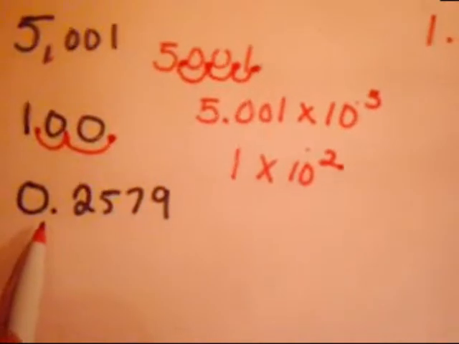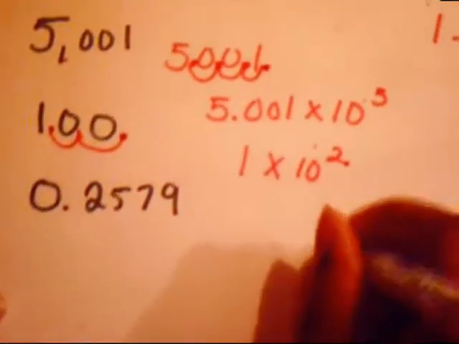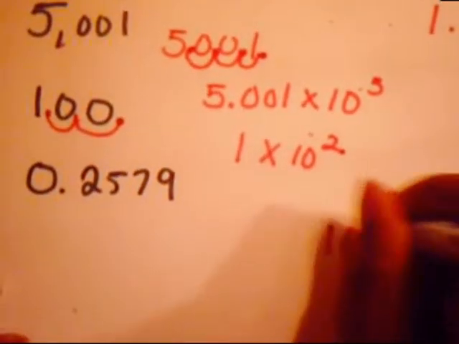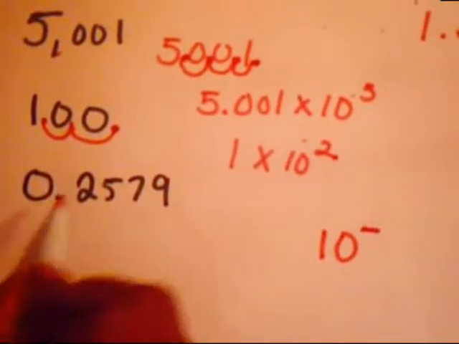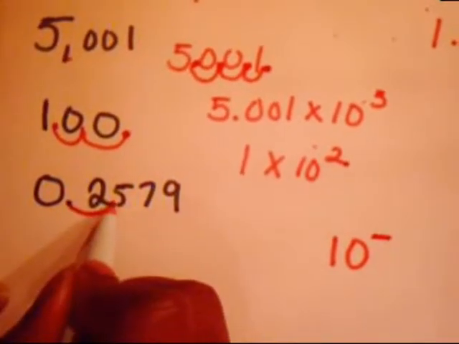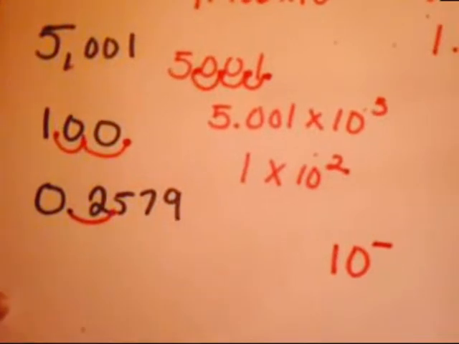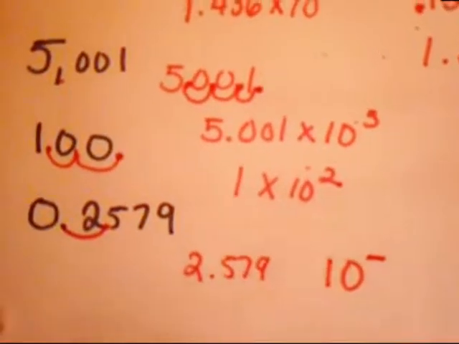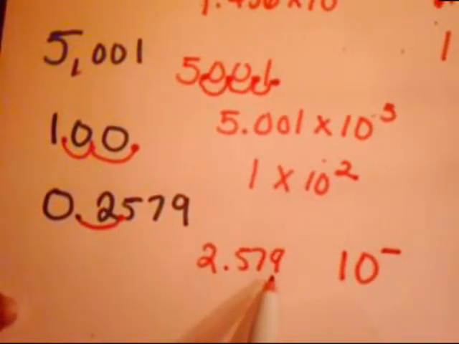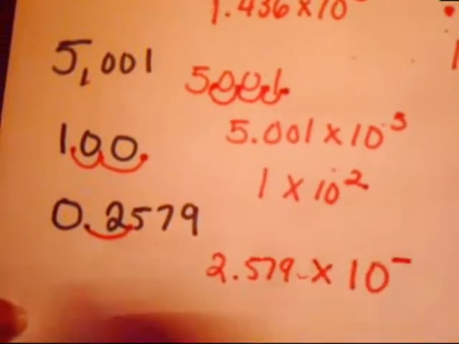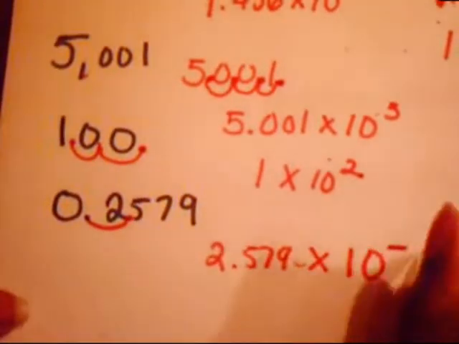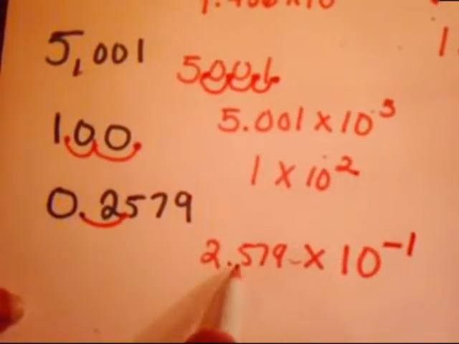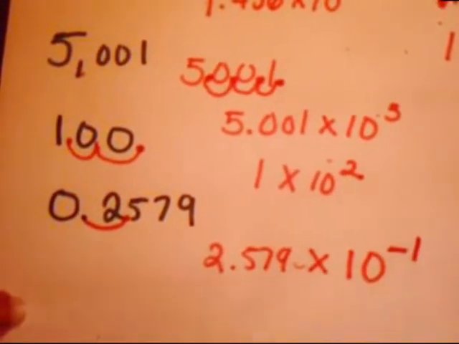And lastly, guys, you got the small number right here, so we already know that your exponent is going to be a negative. Let's move the decimal. 2.579? Yeah, 2.579. That's greater than or equal to 1, but less than 10. How many times did we move the decimal? Just once. So 2.579 times 10 to the negative first power.